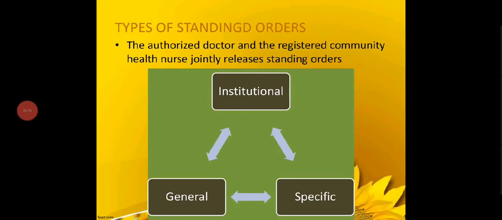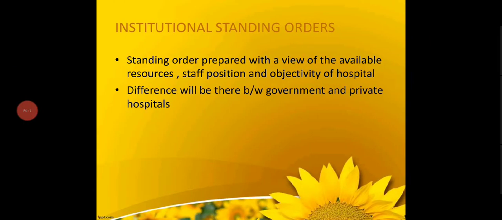So what are the types of standing order? The authorized doctor and the registered community health nurse jointly release standing order. They are institutional, general and specific. Institutional standing orders are standing orders prepared with a view of the available resources, staff position and the objectivity of the hospital. Difference will be there between government and the private hospitals.